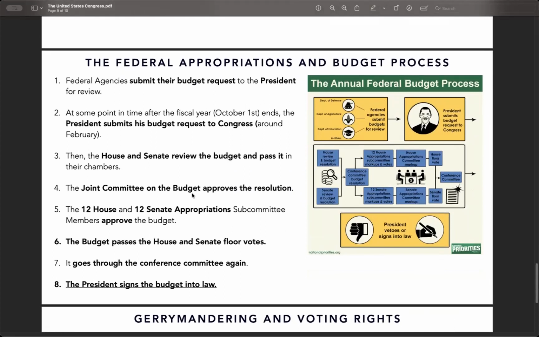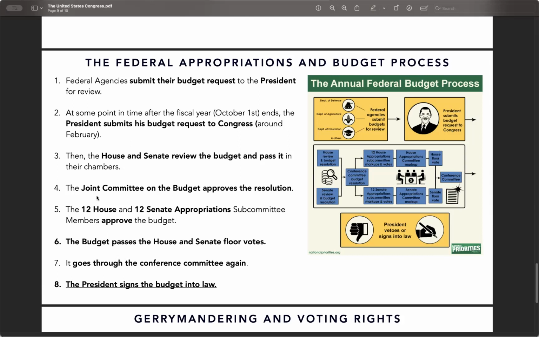Similarly, it is quite hard for the budget to be passed. This is probably the topic that will come up the most when you talk about Congress. That is, I guarantee you, around budget season, there will be a question on this in every single domestic extemp tournament, which is the federal appropriations and budget process.